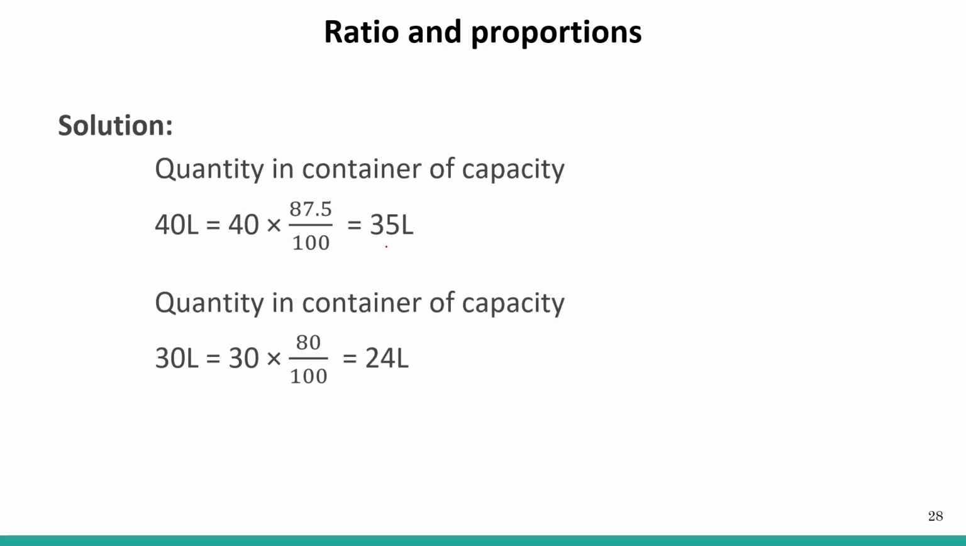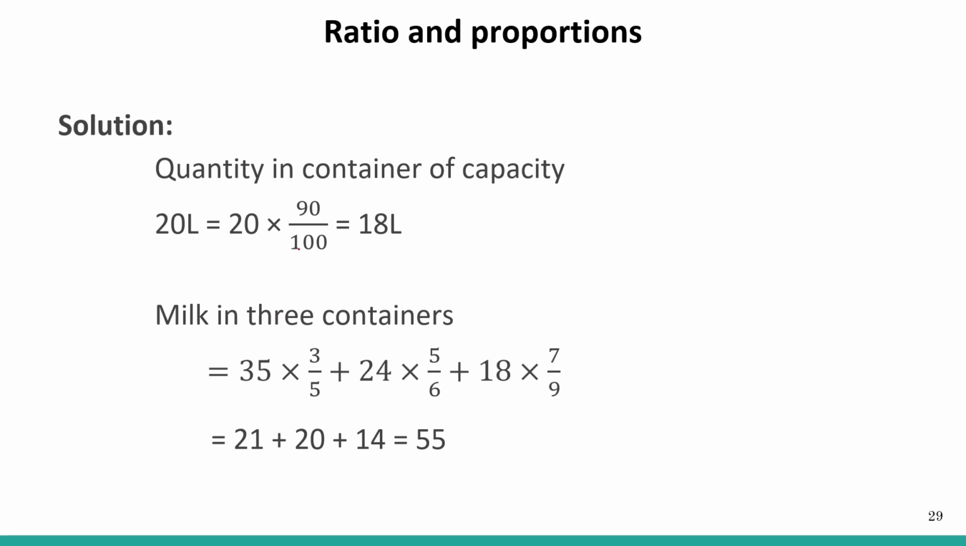Okay. So quantity in container of capacity 40 liter is equal to 40 into 87.5 by 100. That is equal to 35 liter. Okay. So quantity in the container of capacity 30 liter will be equal to 30 into 80 by 100 because it was filled only 80%. So the answer becomes 24 liter. Okay. So quantity in container of capacity 20 liter, since it was filled with 90%, will be 20 into 90 by 100, that is 18 liter.